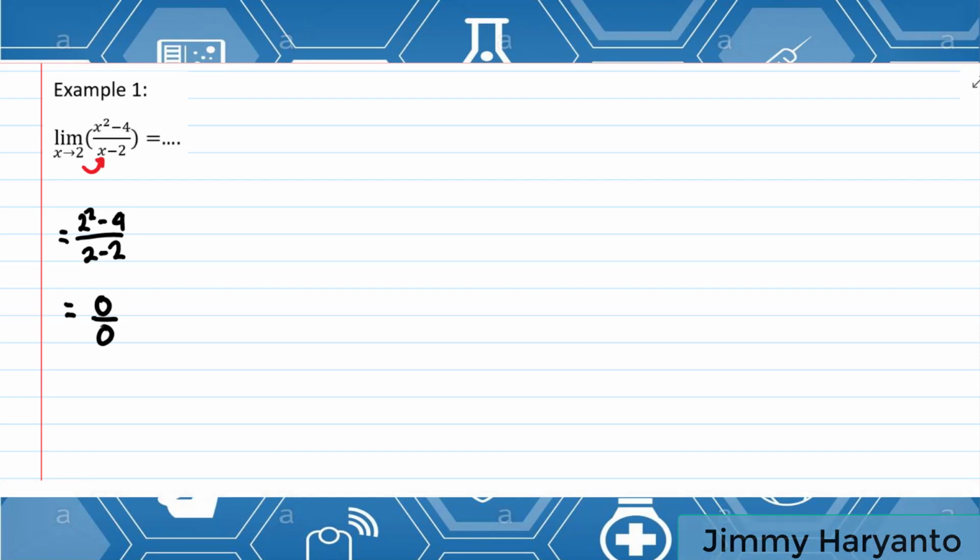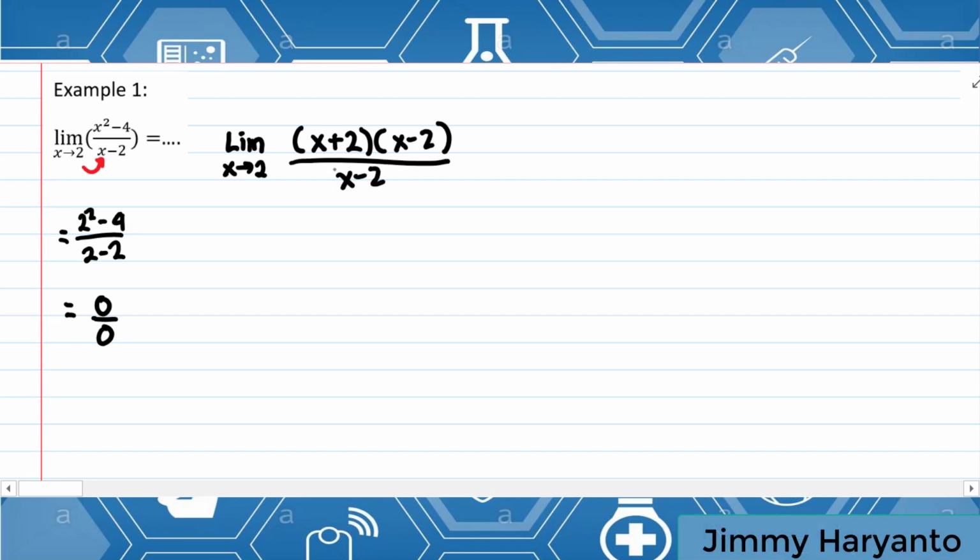When you get 0 over 0 form, you have to use the methods. The first method is factorization. So we will have to do factorization. When you change the question into factors, you have to write the lim again. Do not remove the lim. So x squared minus 4 can be factorized as (x plus 2)(x minus 2) over x minus 2, as the question gives. So I can cross this one out.